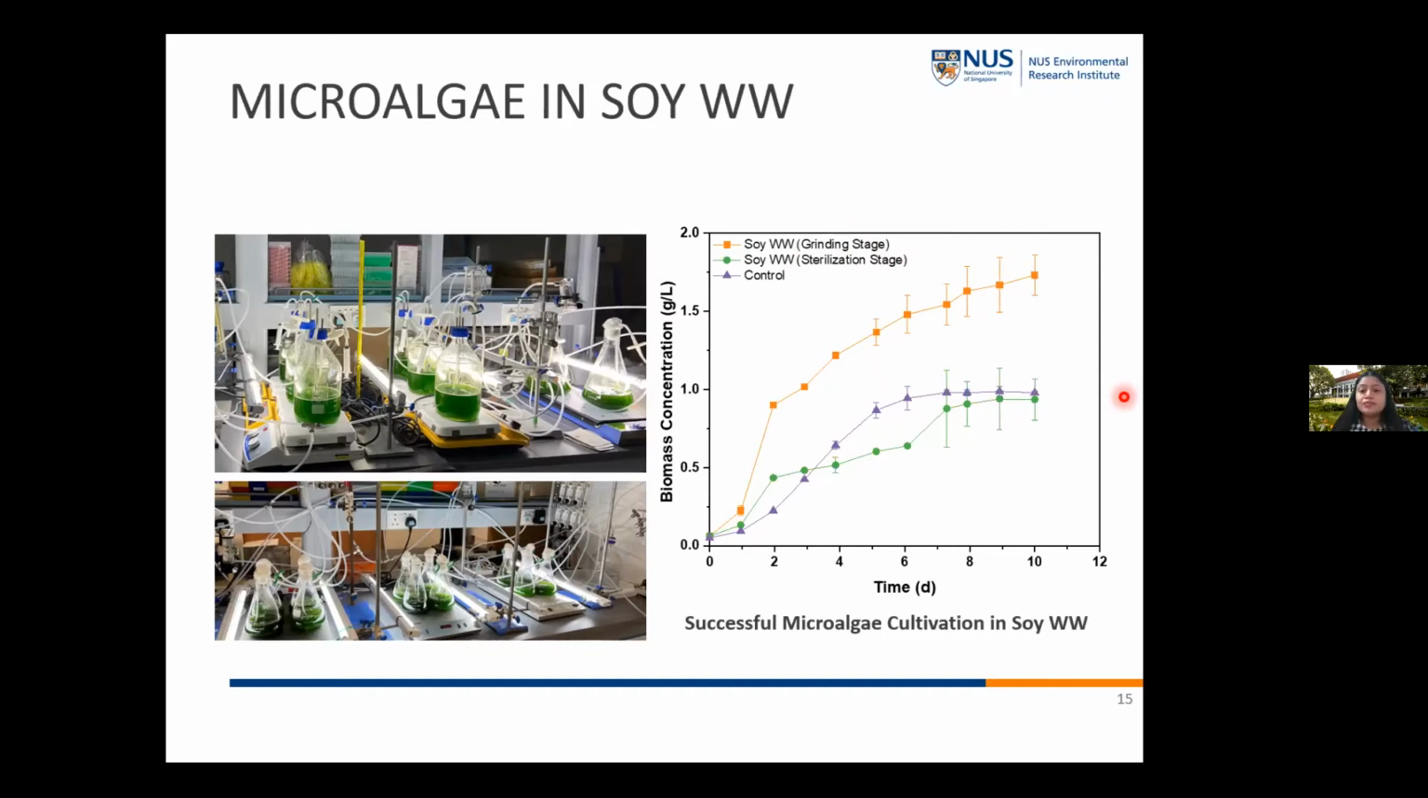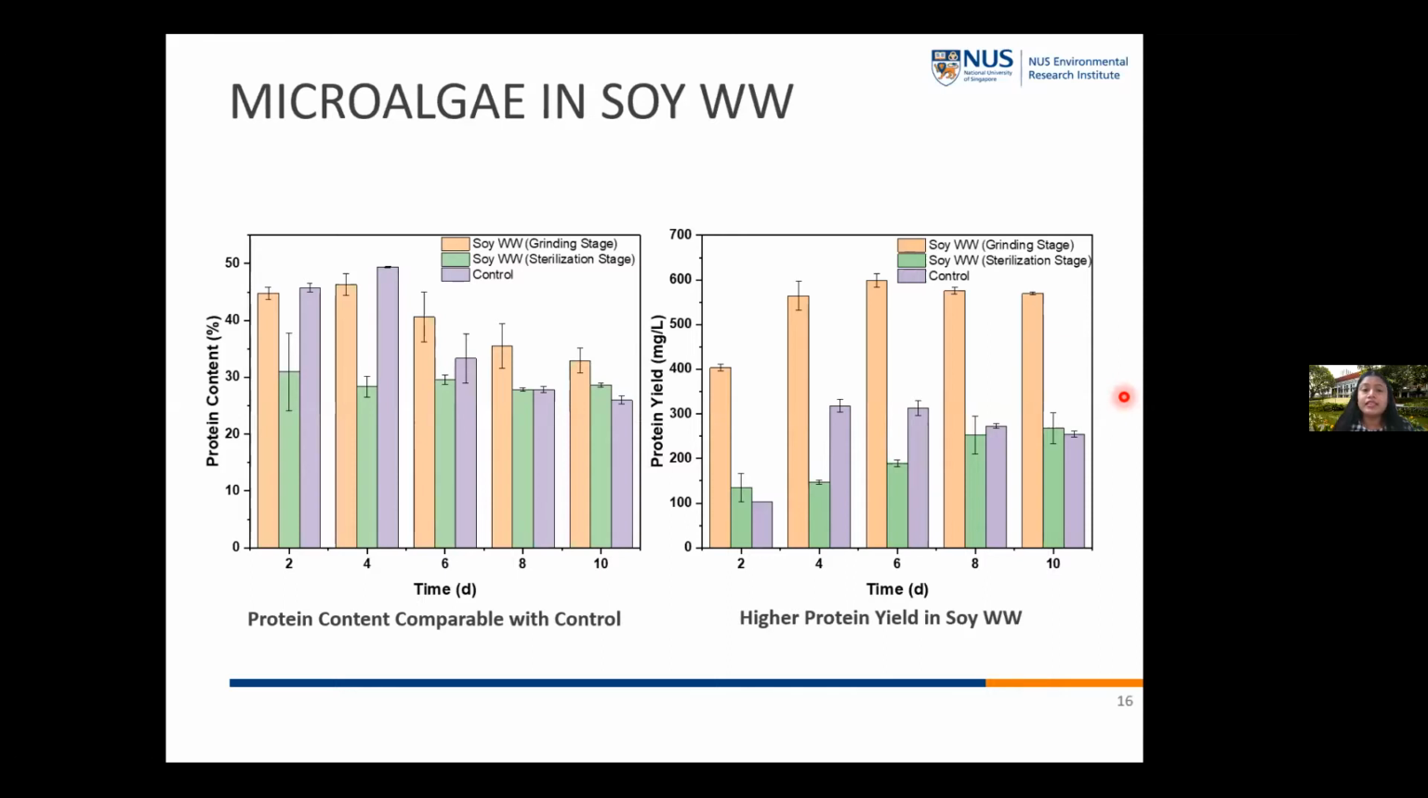nutrients. So the next thing that we looked at was the protein content in the microalgae biomass that we were cultivating. The protein content was quite comparable to the control experiment for the first 4 days, and later the protein content in the control experiment started dropping, whereas the soy wastewater protein content was still higher than the control experiment. So this shows again that we can create a similar amount of protein without using any synthetic chemicals.